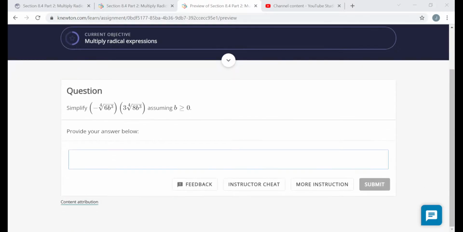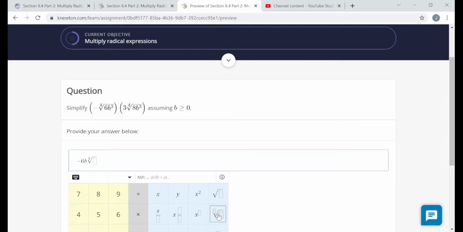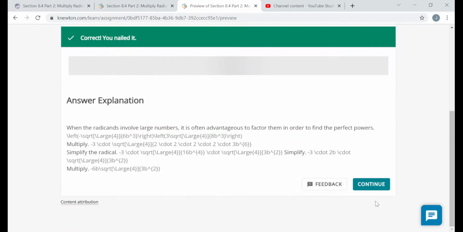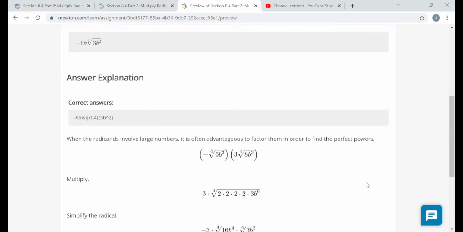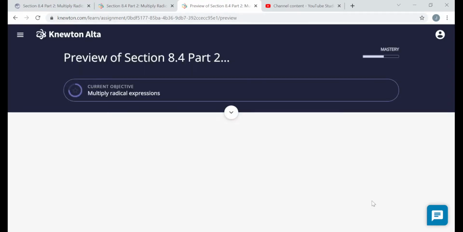Right, let's punch this in. So we have negative 6b times the fourth root of 3b squared. And make sure that 3b squared is all underneath the fourth root. Great. Alright, next question.